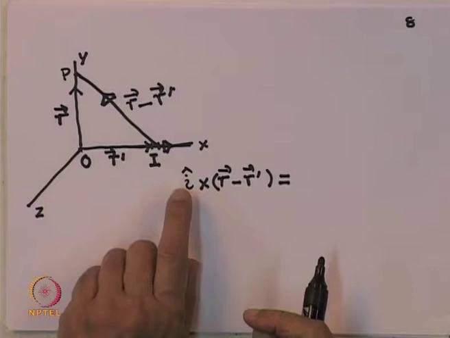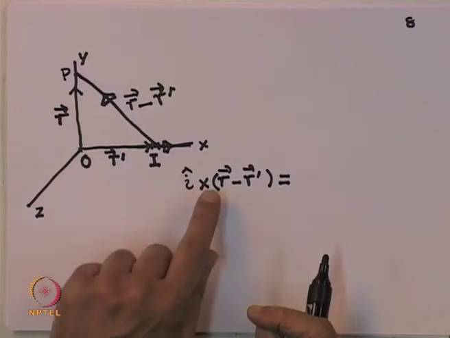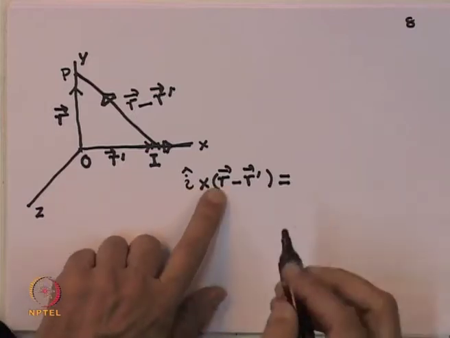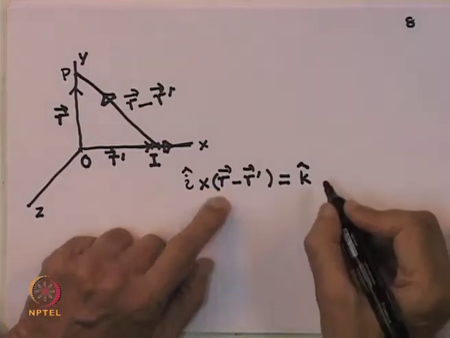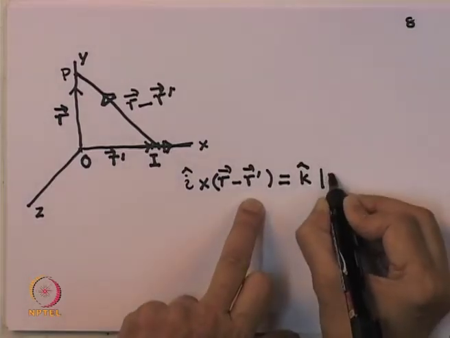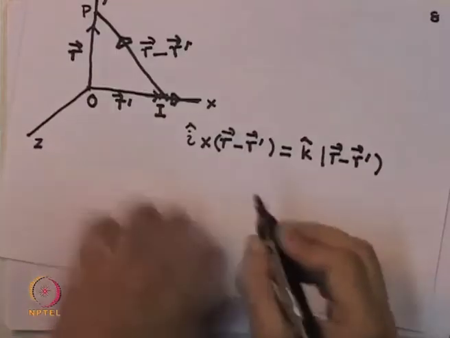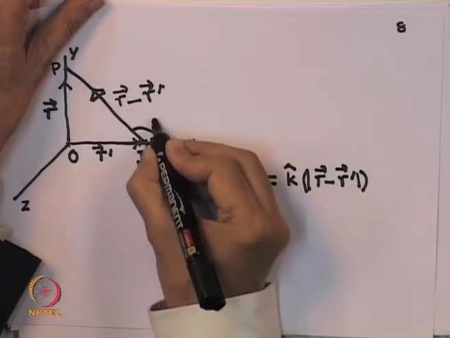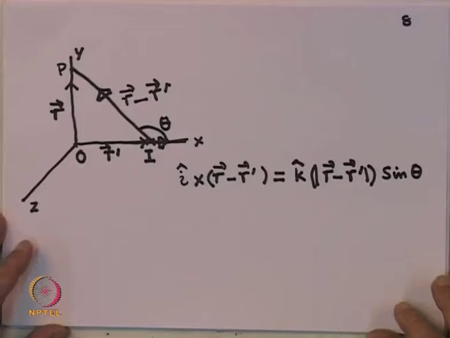Now, notice dx cross r prime is of course 0 because r prime is also along the x axis. So I am left with dx cross r, and r is taken along the y axis. Therefore, dx cross r is along the z axis, the unit vector k, times the magnitude of r minus r prime times the sine of this angle.